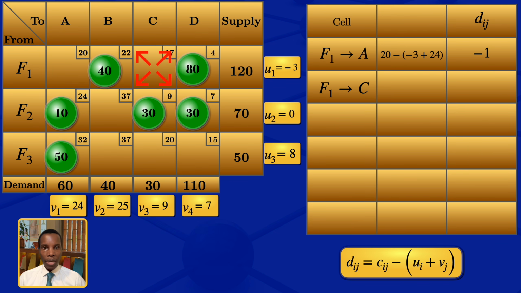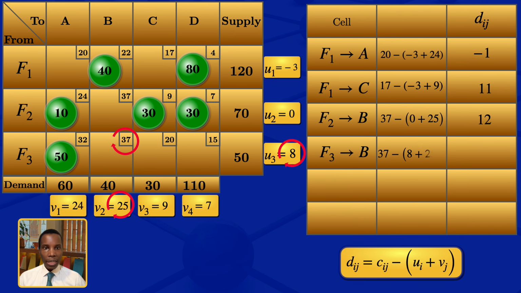Then we go on to the next unoccupied cell, F1 to C. For F1 to C, we have 17 minus the sum of these two values, so 17 minus (minus 3 plus 9), which gives us 11. Next is F2 to B: 37 minus (0 plus 25), which gives us 12. And the next unoccupied cell is F3 to B: 37 minus the sum of these two values.